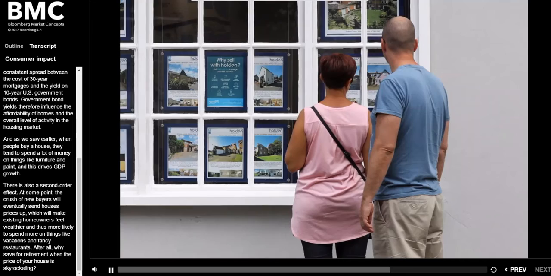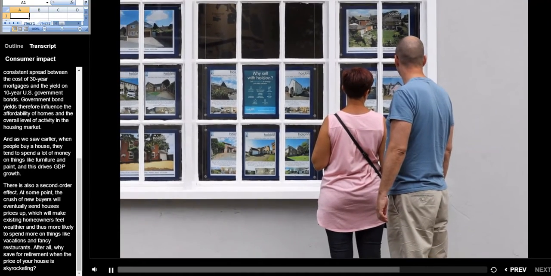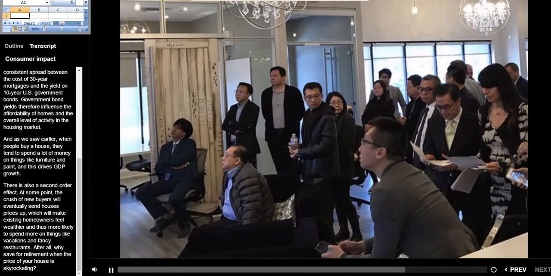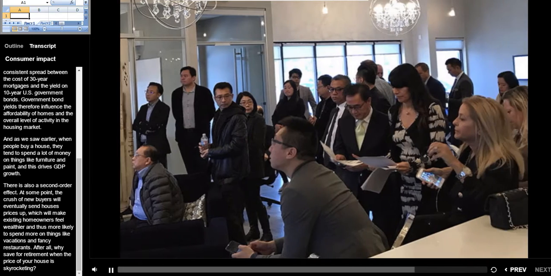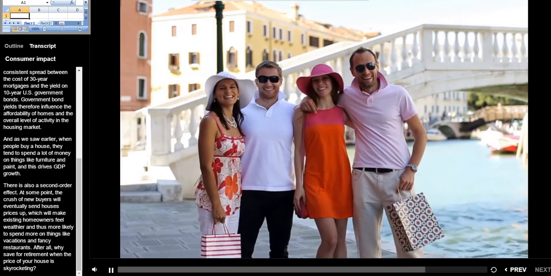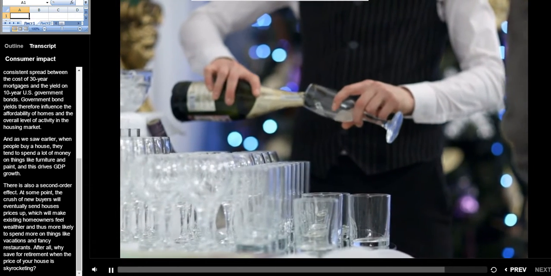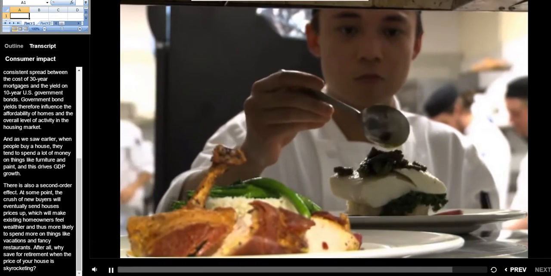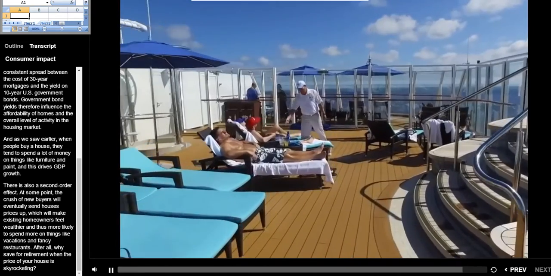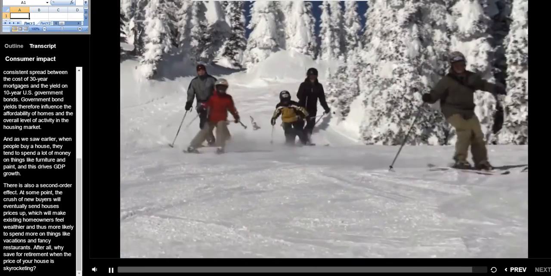There is also a second-order effect. At some point, the crush of new buyers will eventually send house prices up, which will make existing homeowners feel wealthier and thus more likely to spend more on things like vacations and fancy restaurants. After all, why save for retirement when the price of your house is skyrocketing?